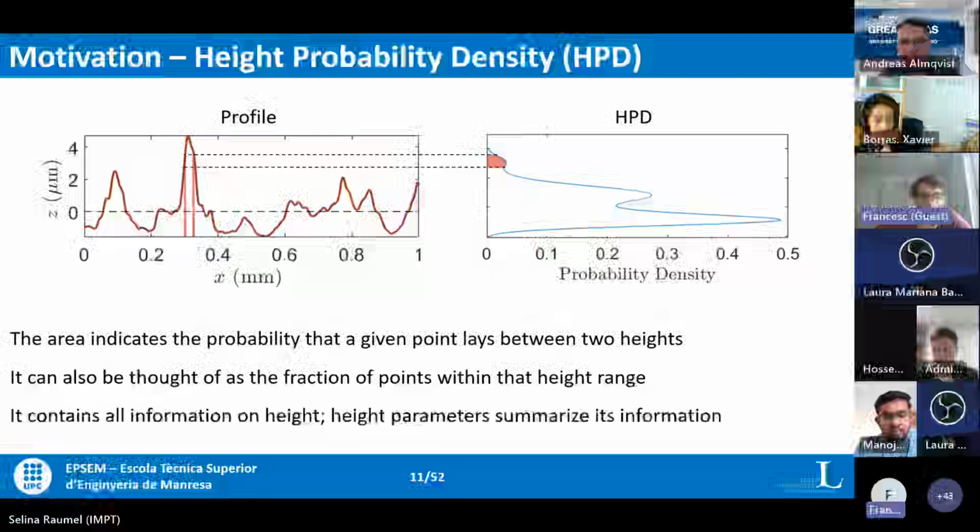So basically, that means if I go to the profile and look at the portion of the profile that is between this height range, then not the length, but the proportion of the length will be equal to this area here. And of course, you can clearly see that this contains a lot more information, and in particular, it contains all the information about the skewness, about the RQ, and all the previous ones that we have combined. But of course, it also has much more because it also includes all these other higher order moments.